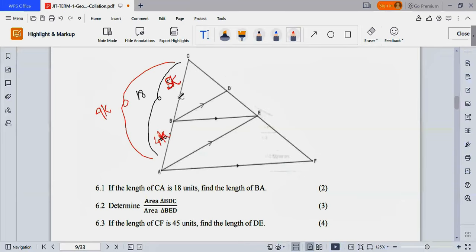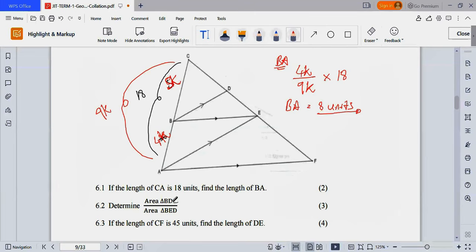Now to calculate the length of BA, let's use parts again. Now that we have BA, it's 4K. So we'll say to calculate BA, BA is 4 parts of 18. So that's 4K over the total of ratios, which is 9K, multiplied by the total length, which is 18. So if we say 4/9 multiplied by 18, this will give us BA is 8 units.